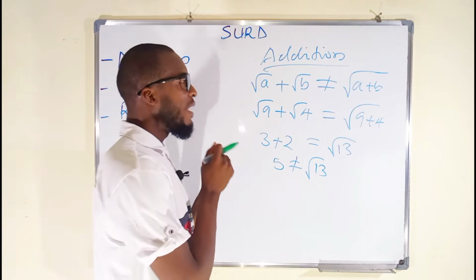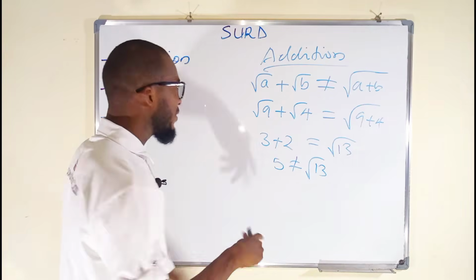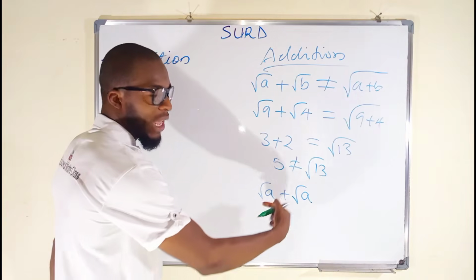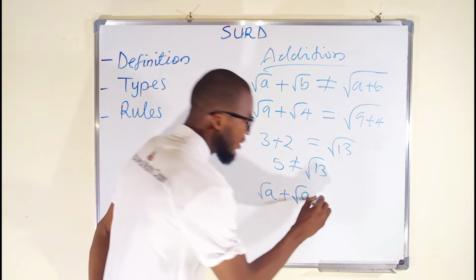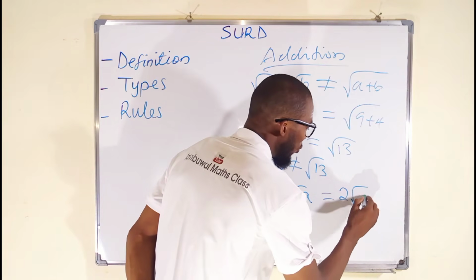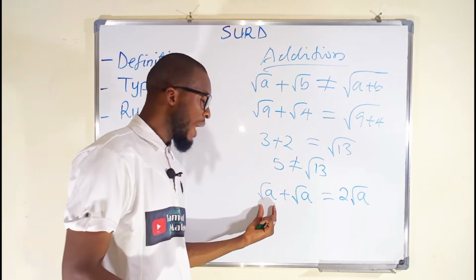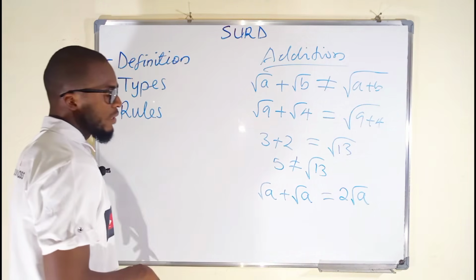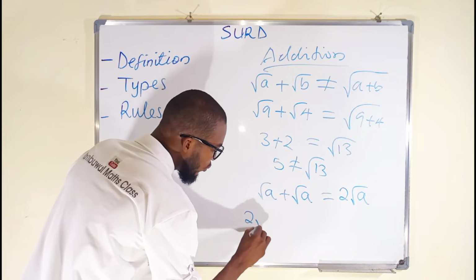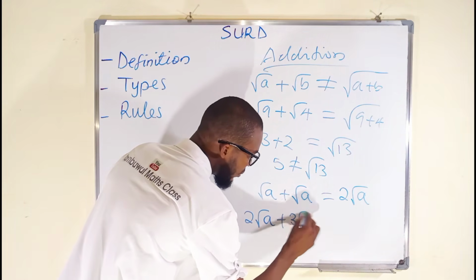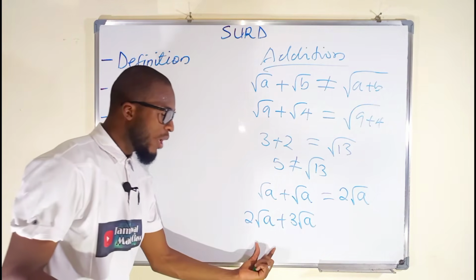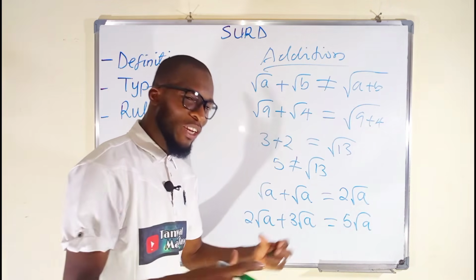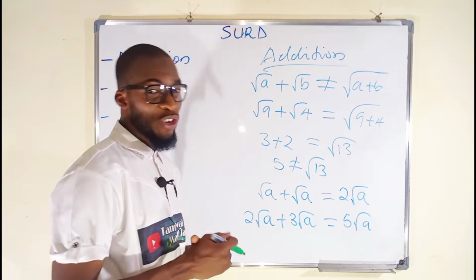But if they are like terms, similar sort, for example, if you have root A plus root A, you see they are similar. Both terms are similar. So this can be written as 2 root A. Suppose you have an apple and another apple, you have 2 apples. If they are similar, suppose we have 2 root A plus 3 root A. 2 apples, 3 apples, making 5 apples. If they are similar, you can join them. If they are not, you can never join them.